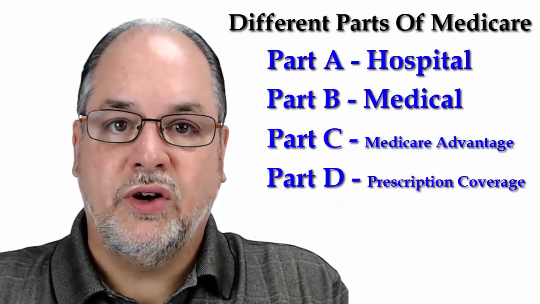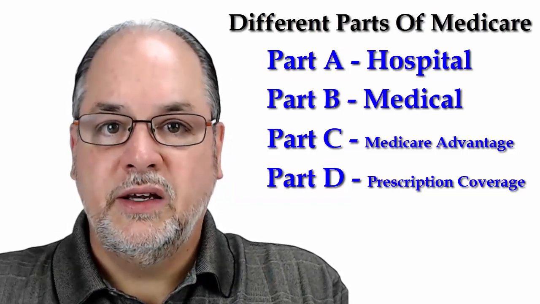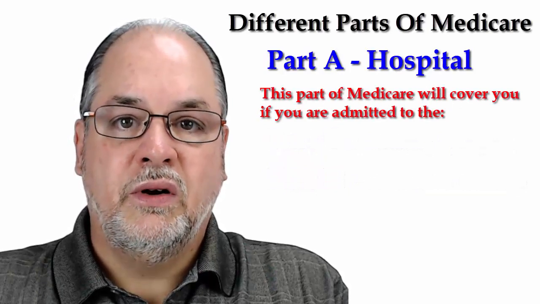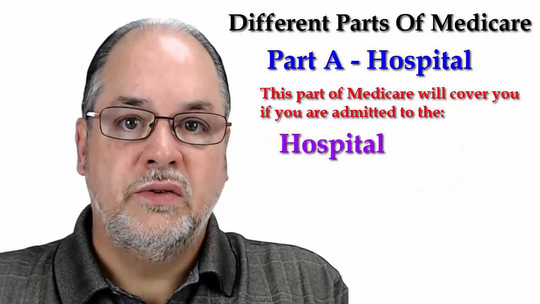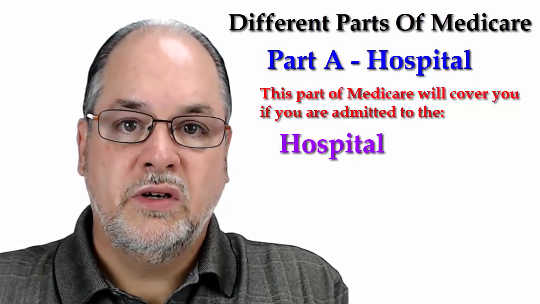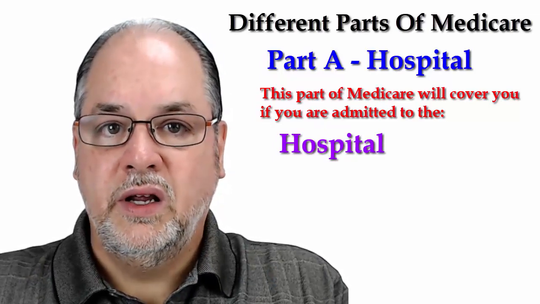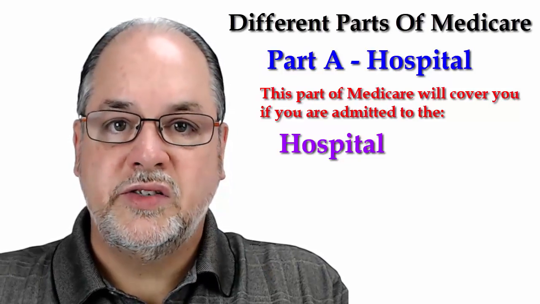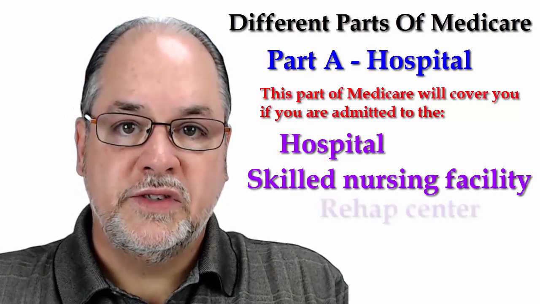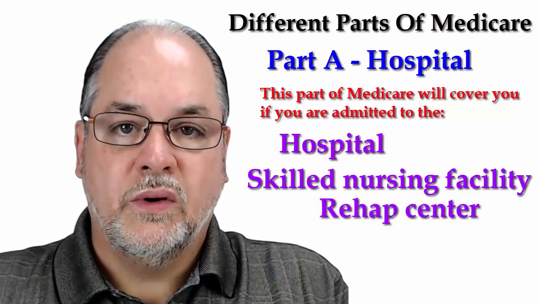Part A is called hospital. It's relatively self-explanatory. If you have Medicare and you are in the hospital, then you are covered under Part A. This will also cover you if you are in some other similar facility, such as a skilled nursing facility, a rehab center, or hospice care.